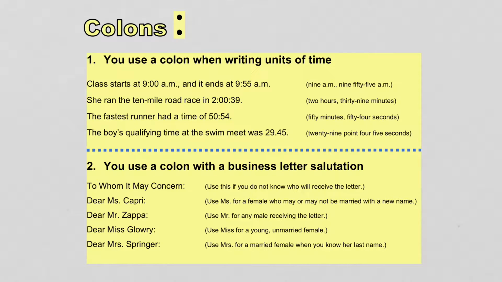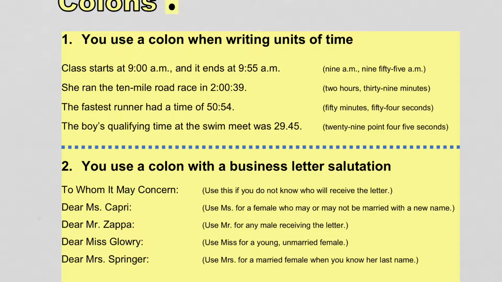Alright, talking about colons, and the first thing to do with colons is talking about writing units of time. So I just have some examples here. First one, class starts at 9 a.m. and it ends at 9:55 a.m. And on the right-hand side, you see I've written it out in words. I've written the times out in words for anybody that can only read the notes and can't access the video.